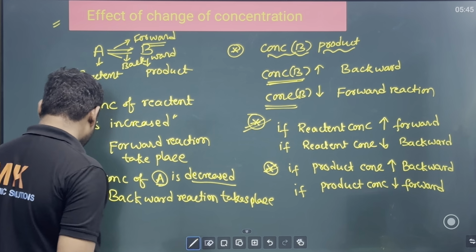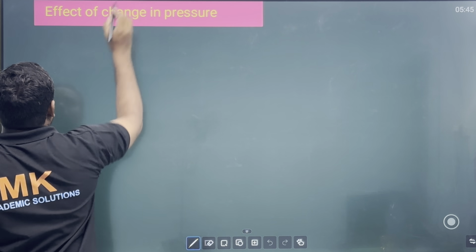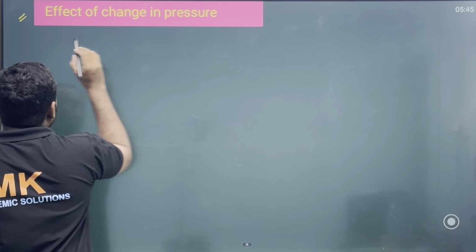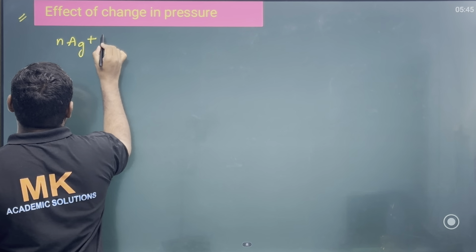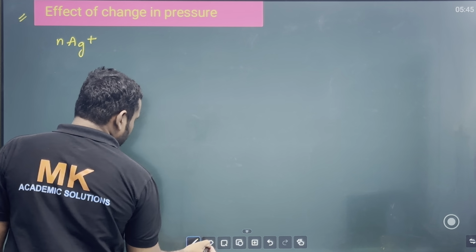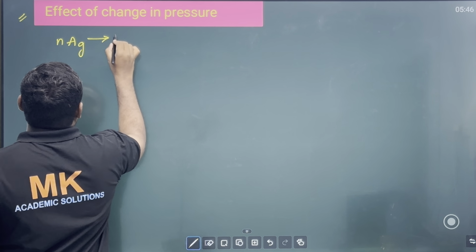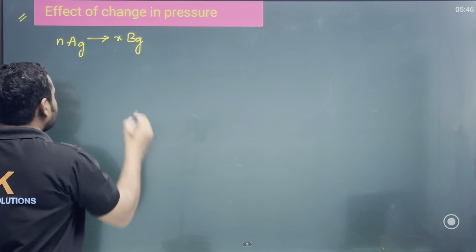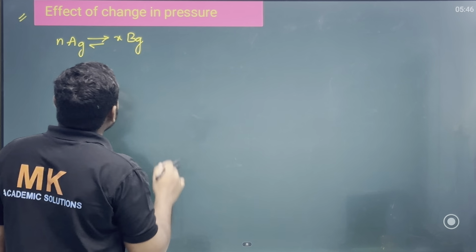Next, effect of change in pressure. Generally when we are having gases, pressure has an effect on the state of equilibrium. Let us assume we take n moles of A gas, and it gives rise to x moles of B gas. So this is a reversible reaction where gases are involved. Now, effect of change in pressure.